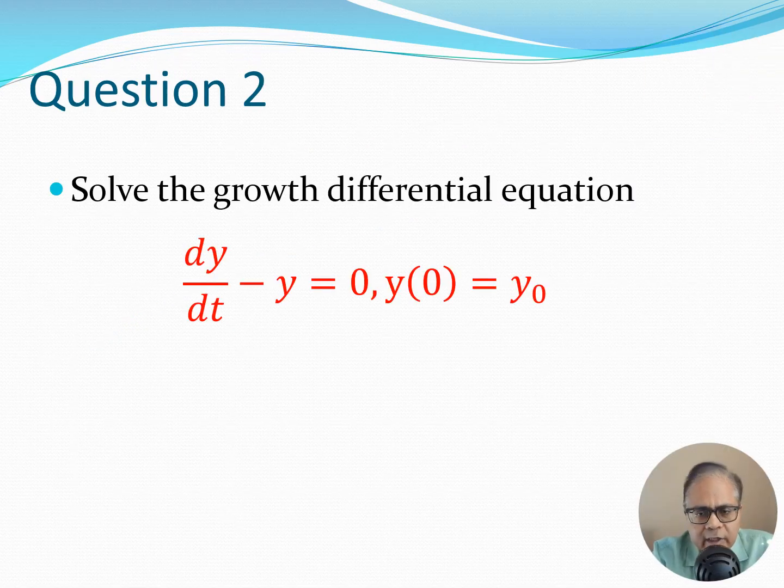So let's now look at one more differential equation. This is a very simple equation, but you will be surprised that this simple equation can model many growth phenomena out there, for example, in population and so on. So this equation is dy by dt minus y equal to 0, where y0 is y subscript 0.